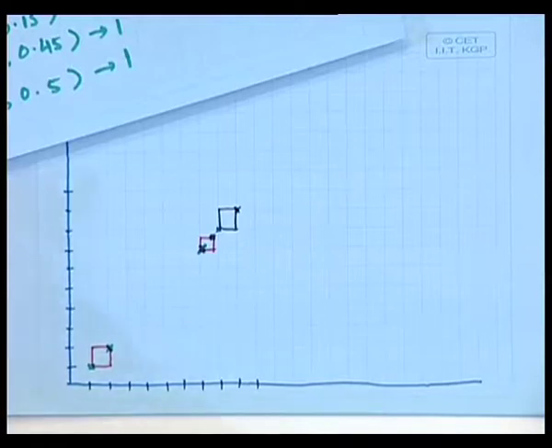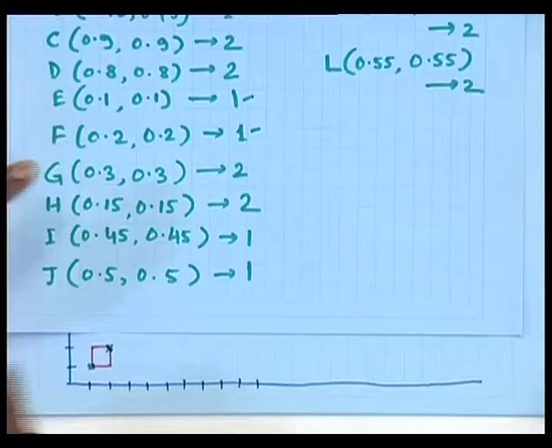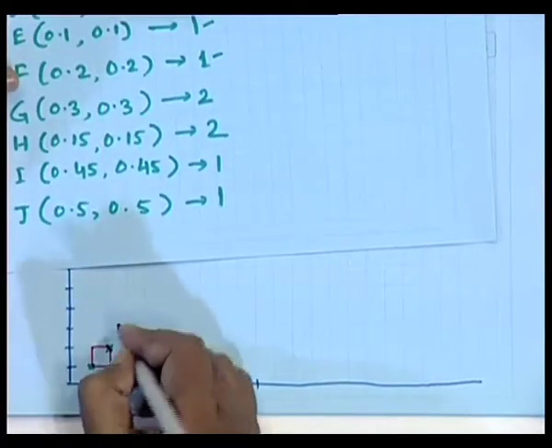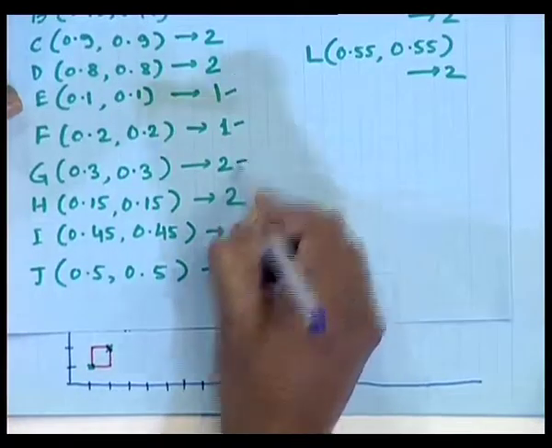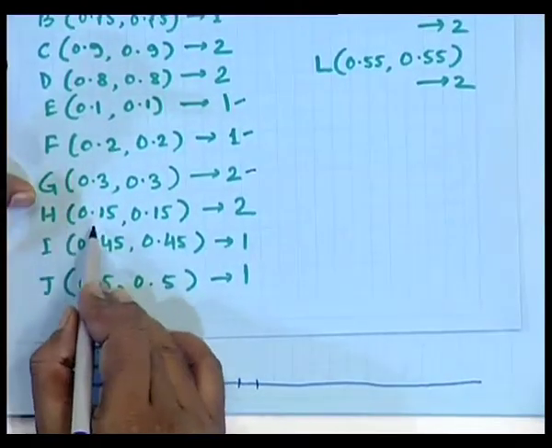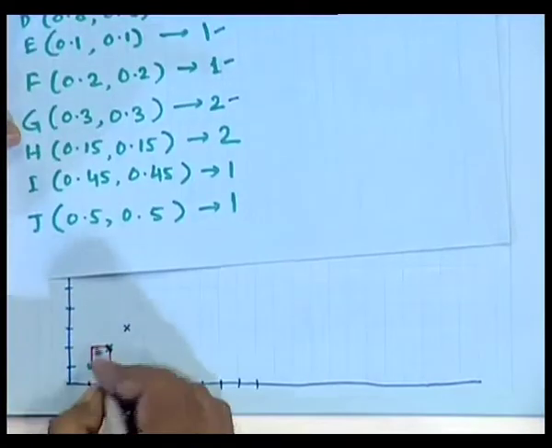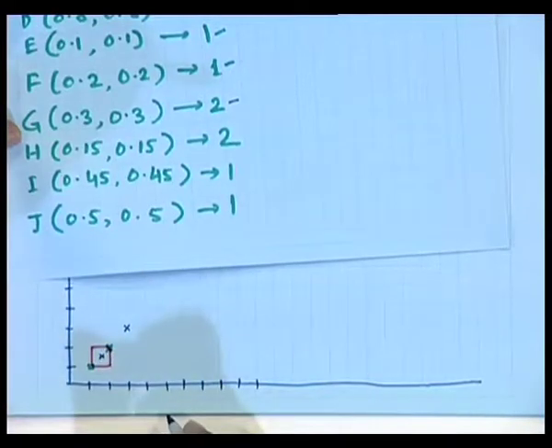Then I have to take the other training samples. So, I have this 0.3, 0.3 which belongs to class 2. So, 0.3 somewhere over here which belongs to class 2, and I have 0.15 which also belongs to class 2. So, 0.15 is somewhere over here. Okay.